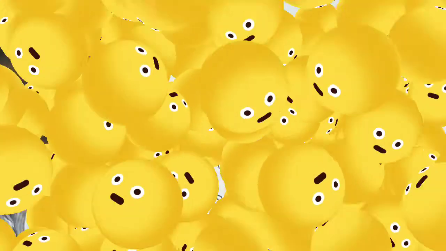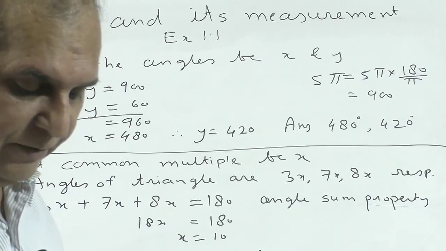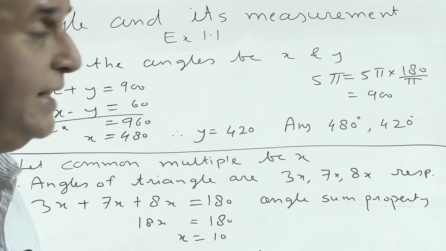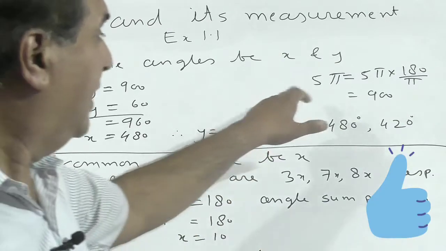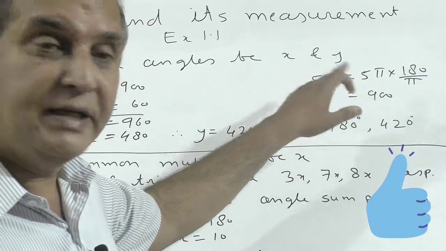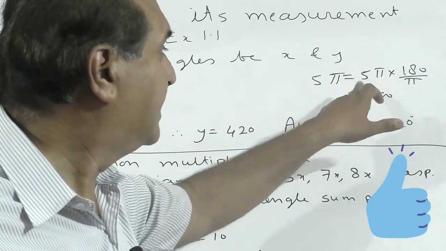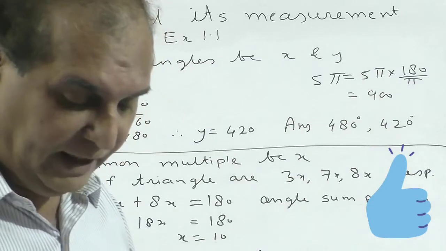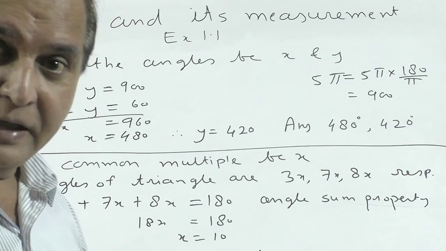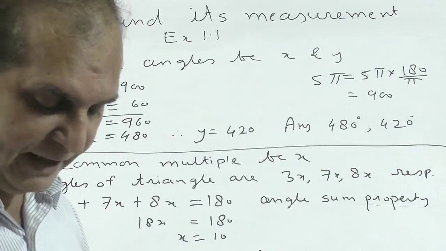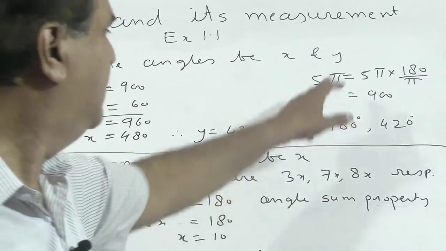Okay. Next, sum number 8. The sum of two angles is 5 pi radian. Sum, addition. 5 pi radian, better convert to degree: 5 pi into 180 upon pi, pi cut, 900. So their addition is 900, and the difference is 60. Difference, subtraction. So find the measure in degrees only. So better convert this to degree.